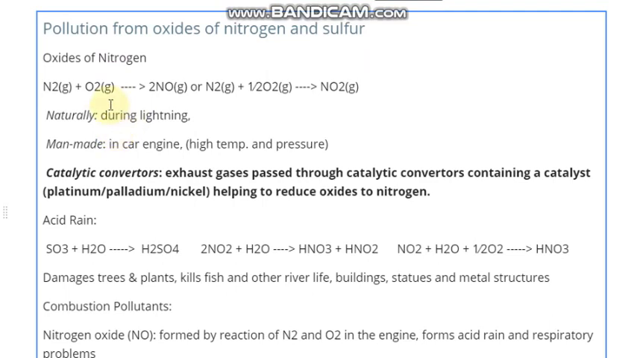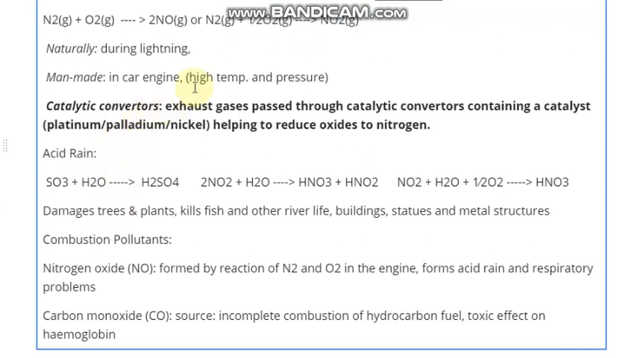Naturally, these pollutant gases of nitrogen occur during lightning, and the products are nitrogen monoxide and nitrogen dioxide, which are the main pollutant gases from nitrogen. Man-made nitrogen monoxide and nitrogen dioxide gases come from car engines, where we see high temperature and pressure. In order to eliminate these pollutant gases, catalytic converters are used.